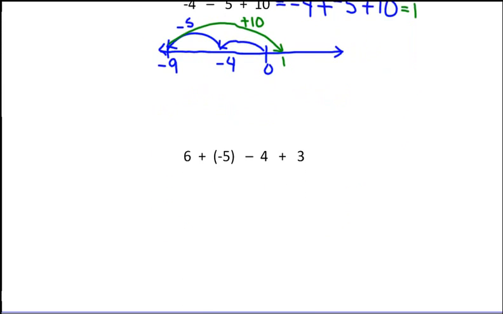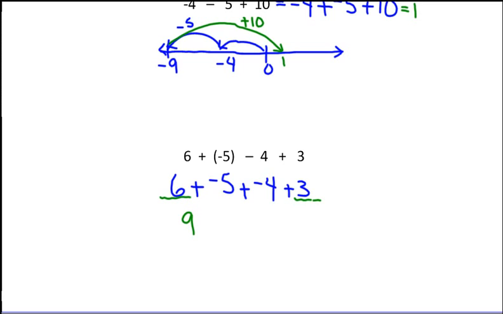The next problem has 4 integers. I have adding and I have subtracting, so once more I'm going to change the subtraction into adding the opposite. So I will have 6 plus -5 plus -4 plus 3. Now we could go one at a time with this, but I think a more practical way to do it might be to take the 2 positive values first. That's 6 and 3. They add up to 9.